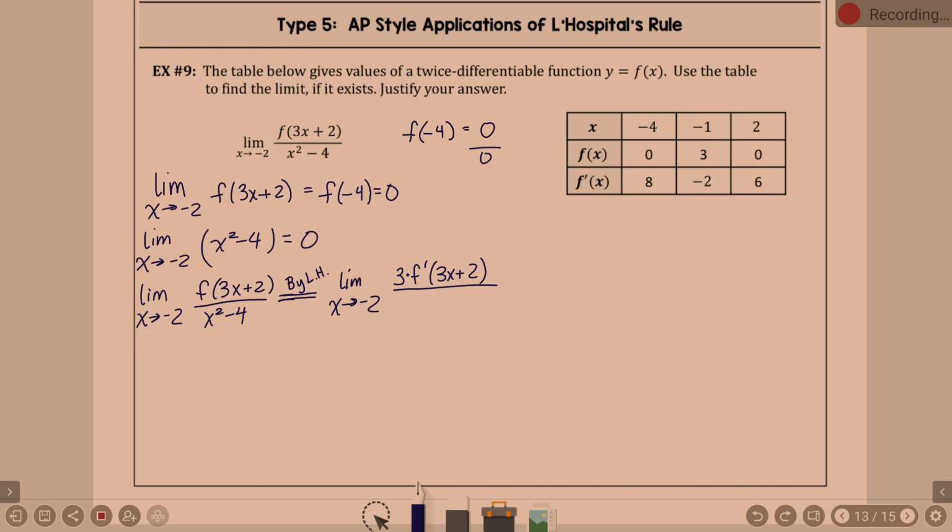3 times f prime of, is it negative 4 again? Over 2 times negative 2. Right there, folks, I know I'm doing something, because my denominator, 2 times negative 2, is going to be negative 4, isn't it? Yeah. So we're not L'Hopitalling again. 3 times, what's f prime of negative 4? 8. 3 times 8 over negative 4? It's 6. Yeah.